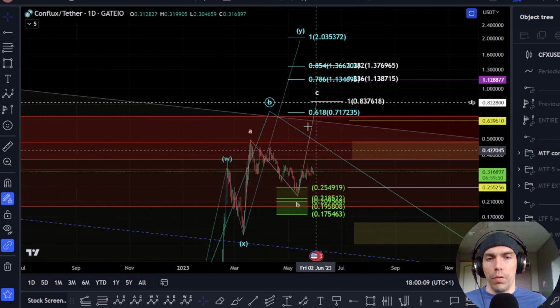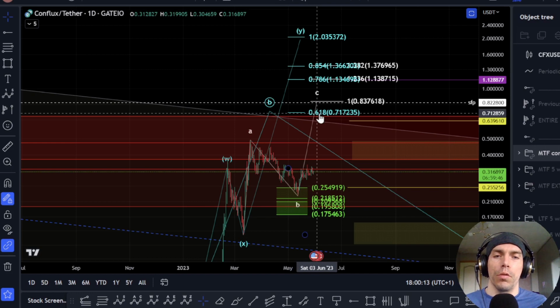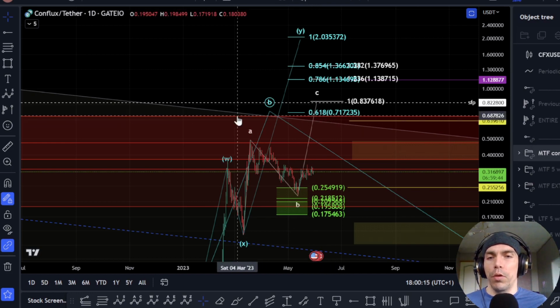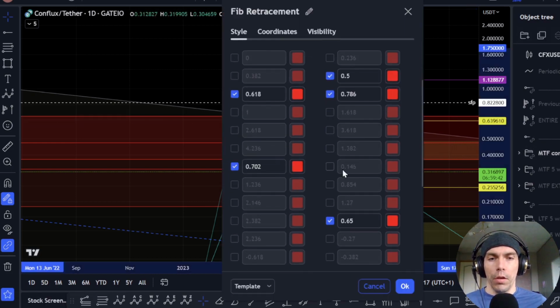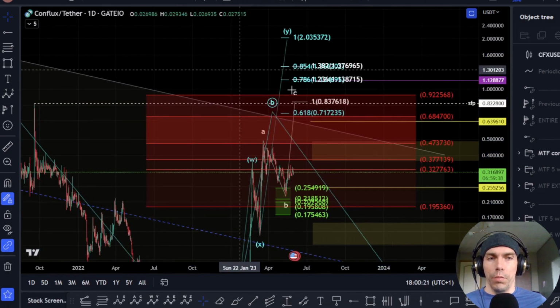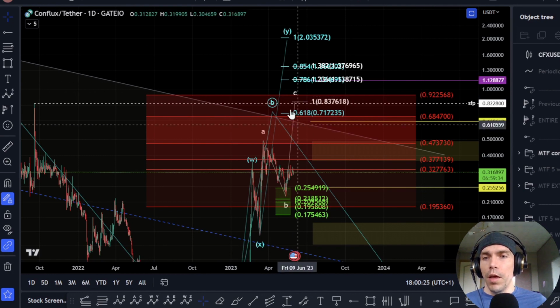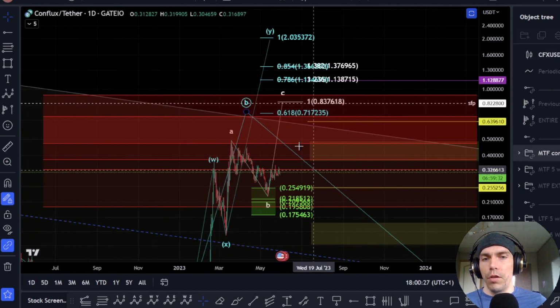So if we did move up to the 0.786, it would be quite an interesting area. It would be past this 0.618, which would be a minimum we'd be looking for. And if I just come on here, I'm going to turn on this 0.854 as well. So this could also be a potential zone we look for a rejection, or it would be this 0.92 as a 0.854 retracement. That would tie in better with this 1-to-1.